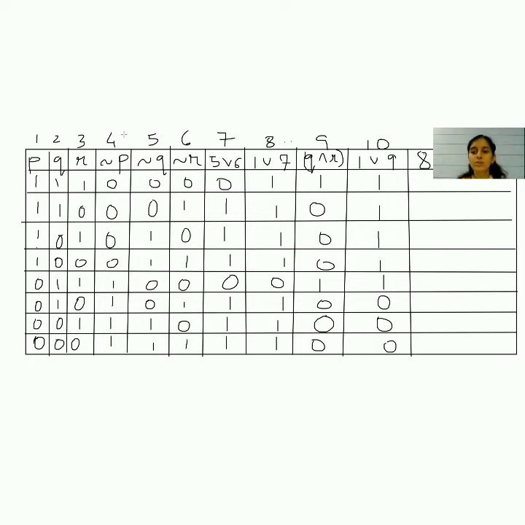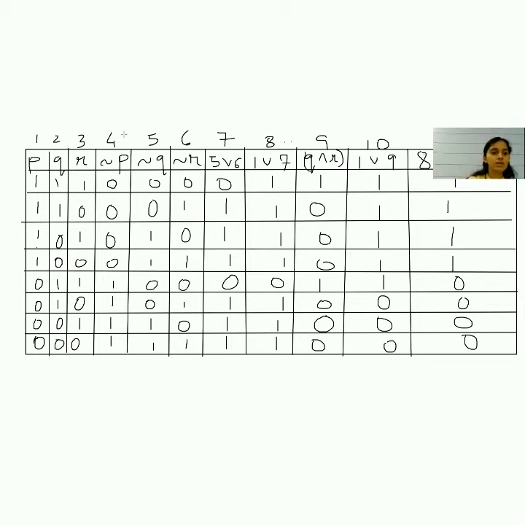Now the last one is 8 and 10. So 8th column and the 10th column, we are doing AND, so both have to be 1. So 1 and 1, 1, 1 and 1, 1, 1 and 1, 1, 1 and 1, 1, 0 and 1, 0, 1 and 0, 0, 1 and 0, 0, and 1 and 0, we have 0. Okay, so we have 1, 2, 3, 4, it will remain on.